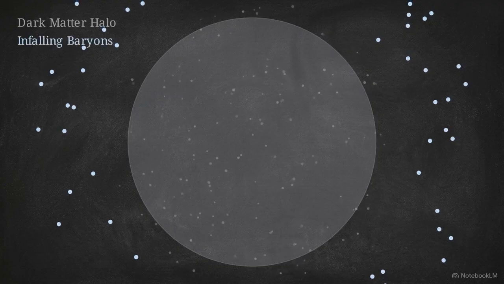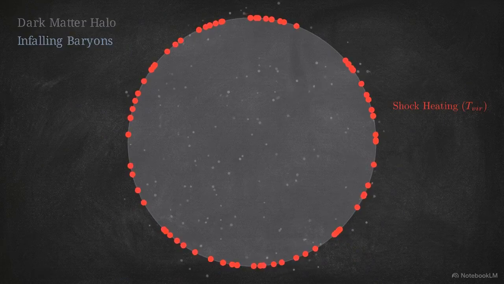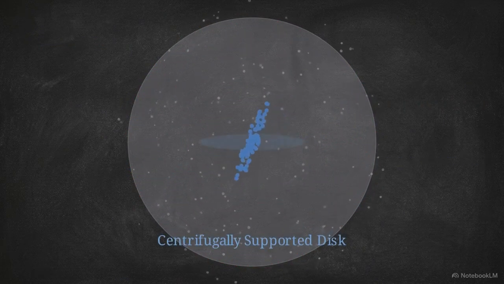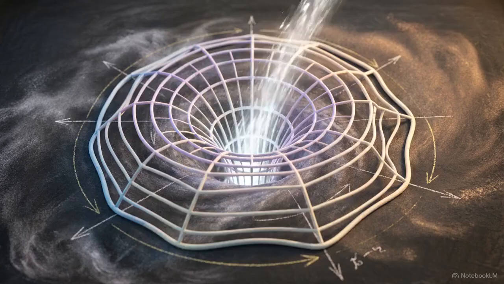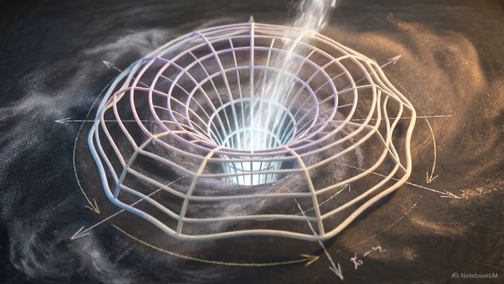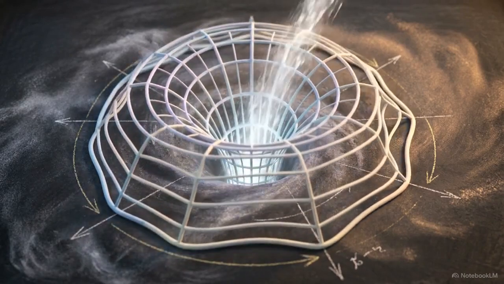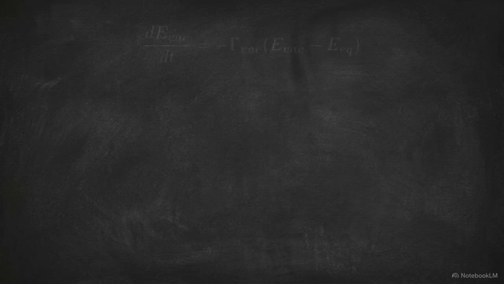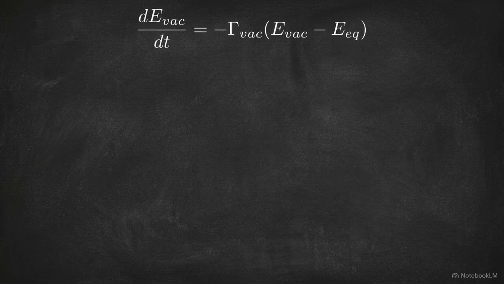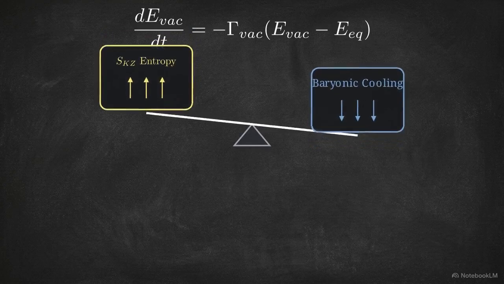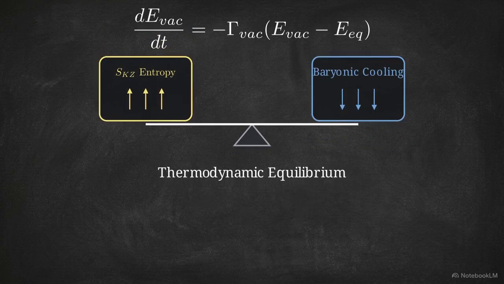In the standard model, infalling baryons must shock heat to the virial temperature and then cool radiatively on a timescale shorter than the dynamical collapse time. In the DVFT approach, baryons fall into a pre-existing vacuum scaffold. They dissipate energy while the defect undergoes a slow, intrinsic vacuum strain relaxation. This diagram illustrates the DVFT vacuum relaxation equation, showing how the structure naturally supplies configurational entropy to balance baryonic cooling.